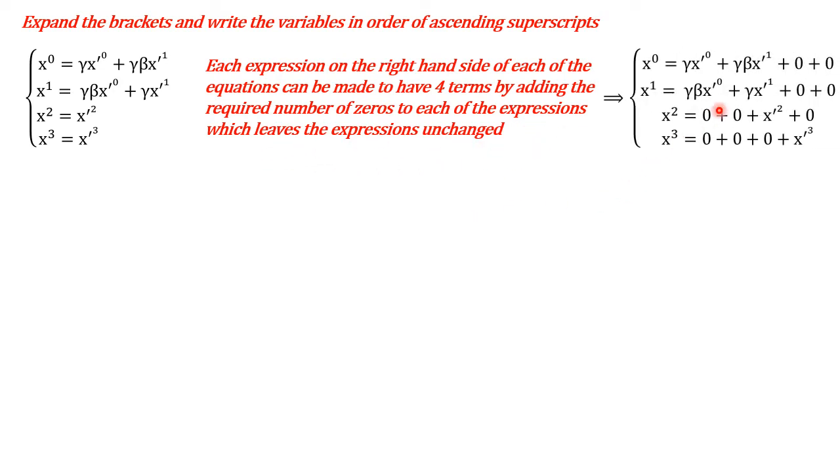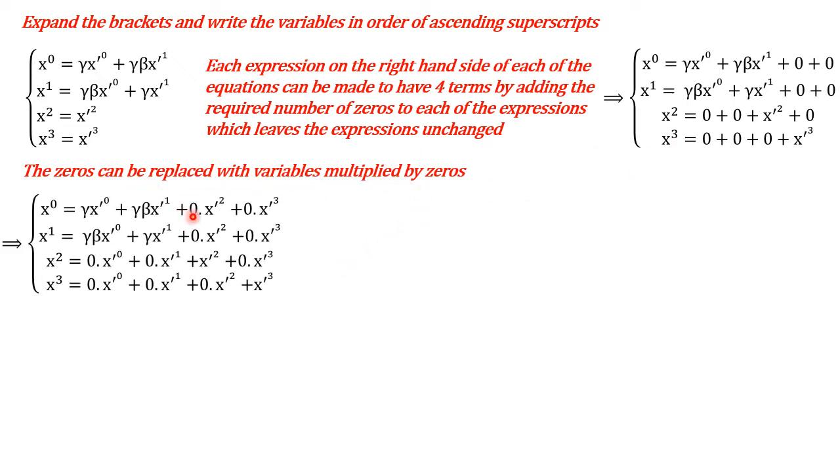That is, we can just add 2 zeros to the first equation there, that's plus 0 here, because we have x prime 0 and x prime 1, so we're adding that to make up places 2 and 3 here. So we have these two components, and we'll add the 2 zeros there to make it 4, plus 0 plus 0. Here we have 0 plus 0 plus x prime 2, so this 0 here is in the place of 0, this 0 here is in the place of 1, this x prime 2 is there, plus 0 here which is in the place of 3. Then here we have 0 plus 0 plus 0 plus x prime 3, so this is in the place of 0, 1, 2. Now the zeros can be replaced with variables multiplied by zeros, meaning that there we have 0 times x prime 2.